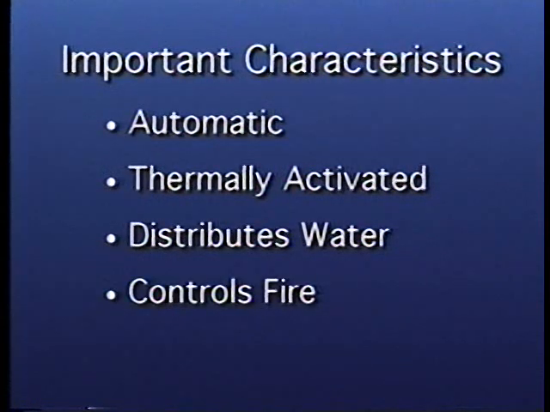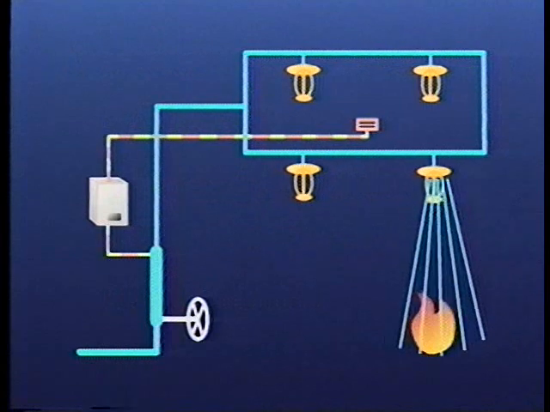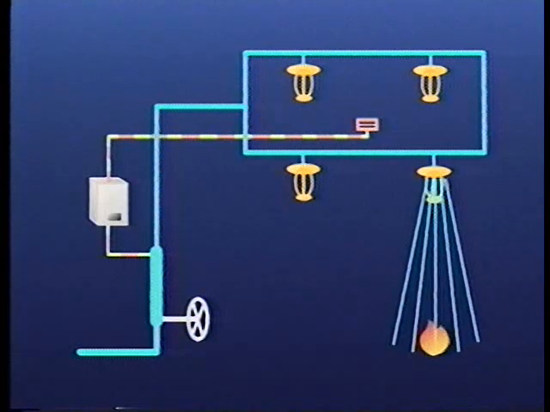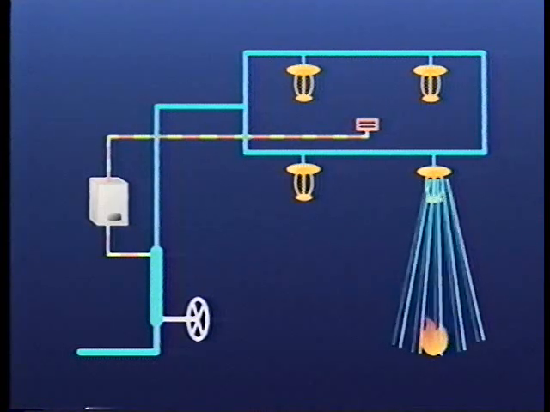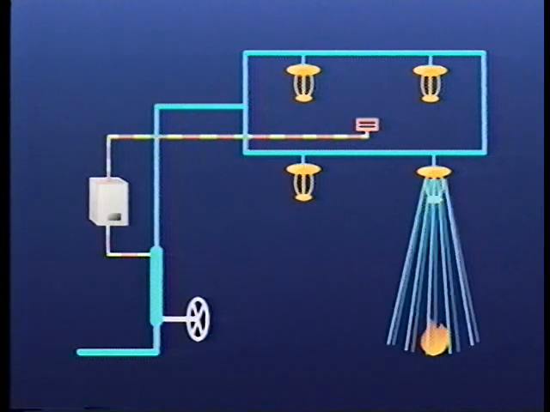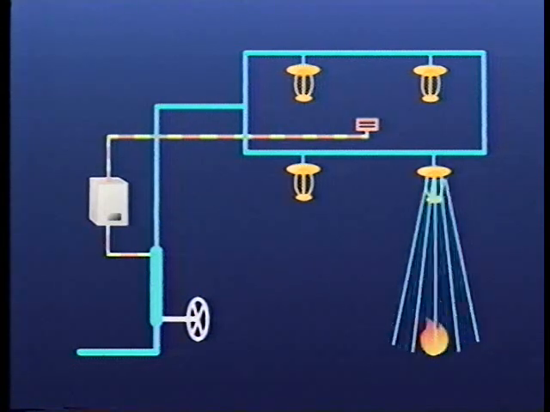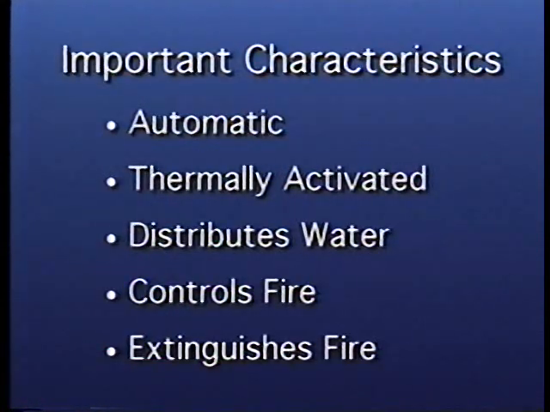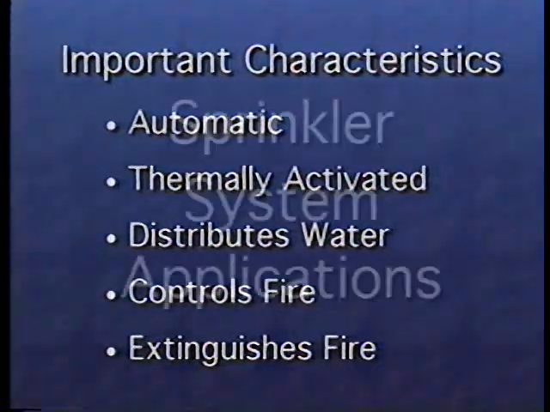4. The objective of the system is to control fire. In this context, control is achieved when the temperature of the area surrounding the fire is reduced enough to slow the fire down and keep it from spreading rapidly. Actual extinguishment of the fire can then be achieved manually. Of course, in the best-case scenario, the sprinkler system may also extinguish the fire. All of these characteristics are intended to protect people and property from unfriendly fires.